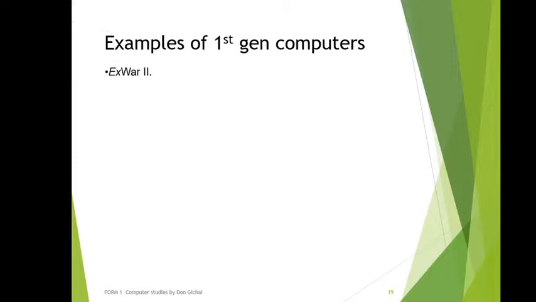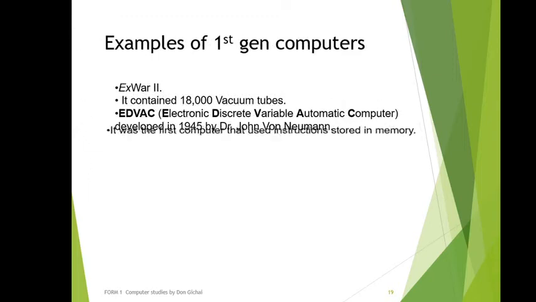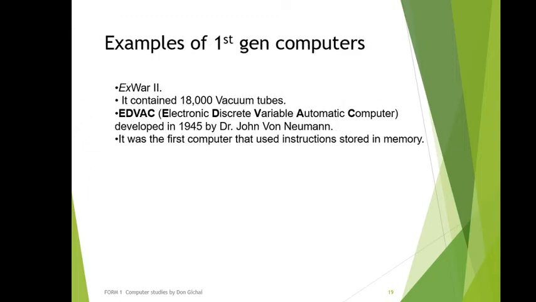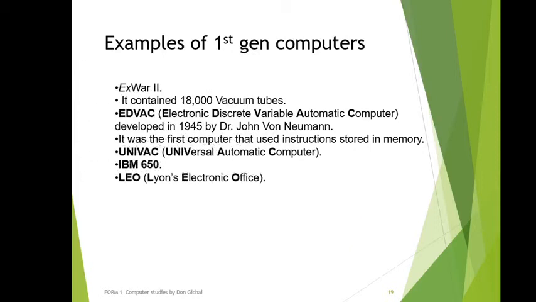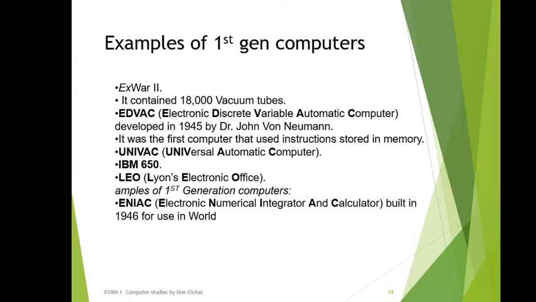Therefore, let's see examples of the first generation of computers. Examples: we have EDVAC, which means Electronic Discrete Variable Automatic Computer. We also have UNIVAC, Universal Automatic Computer. We also had the IBM 650. We had LEO, which stands for Lyons Electronic Office. We also had ENIAC, that is Electronic Numerical Integrator and Calculator. For those ones, you can write them down and read and read and read. There is no shortcut to know them. It's just reading and reading and reading.